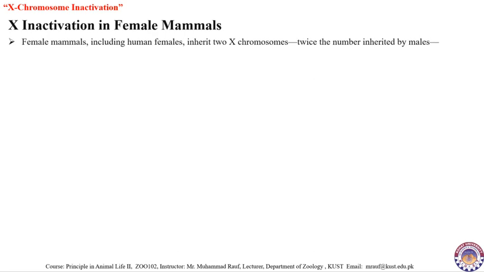Female mammals, including human females, inherit two X chromosomes, twice the number inherited by males. The sex chromosome complement of the human male is XY, meaning human males are XY for their sex chromosomes, whereas human females are XX. The human females carry two X chromosomes as compared to the one carried by the human males.